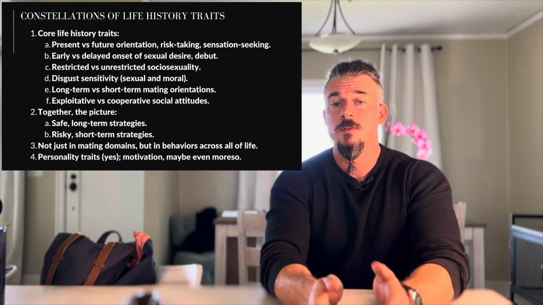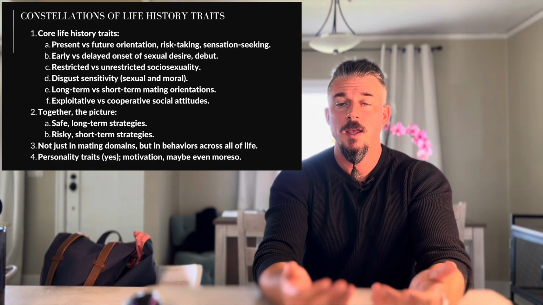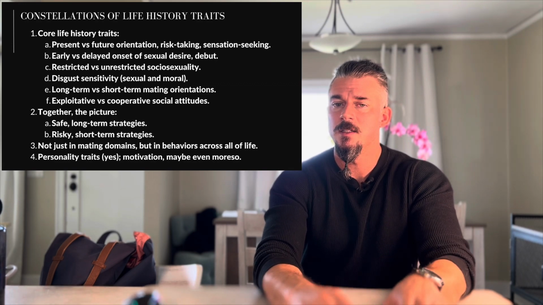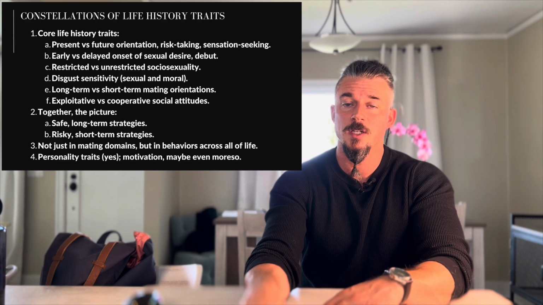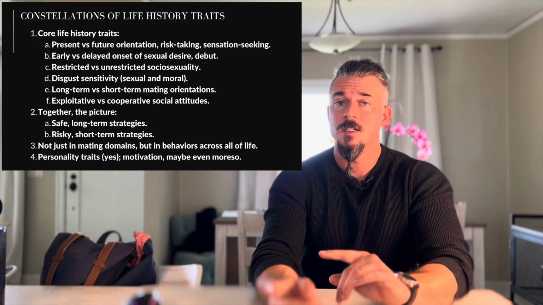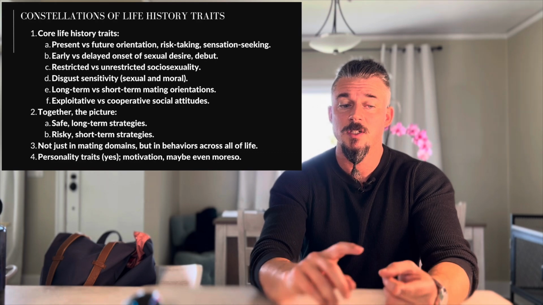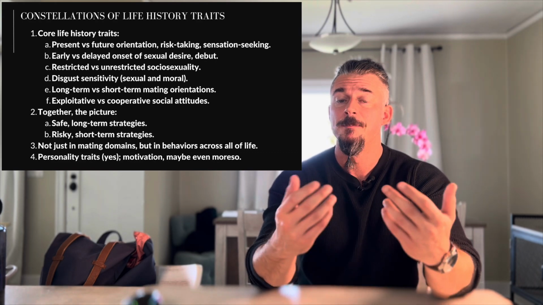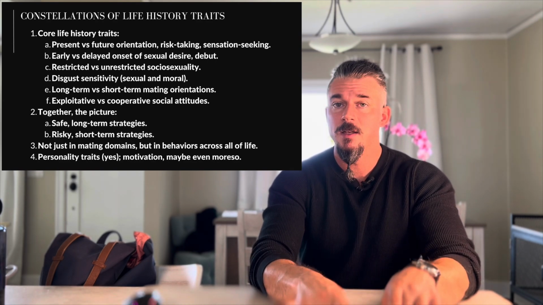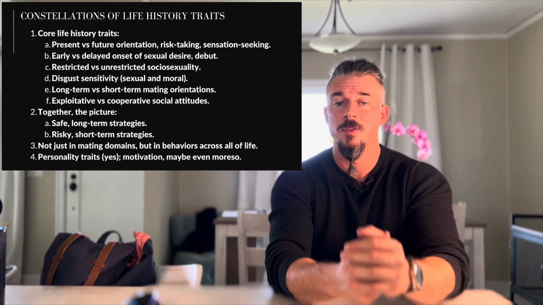So we see earlier versus delayed onset of sexual desire, right? So this is going to be age of first intercourse, but also the age of first interest in sex. Restricted versus unrestricted sociosexuality is part of the basic model here as well, right? A desire for sexual novelty in many partners, and long- versus short-term mating. Disgust sensitivity is another one, okay? We know this is a personality trait where some people have higher disgust sensitivity, whether it's disgust of pathogens, sexual disgust, taboos, or moral disgust, rule violations. So the fast life history strategist has lower sexual disgust, lower moral disgust, and lower pathogen disgust, right?